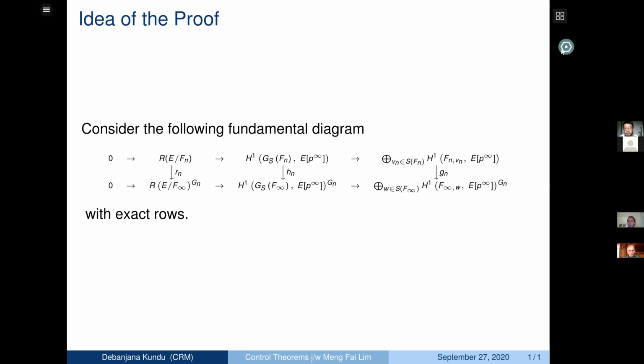And maybe I should point out that the most difficult part of this computation is really calculating the local kernel at primes above p. And maybe I'm also out of time, so I should stop here, but I will be happy to take questions.